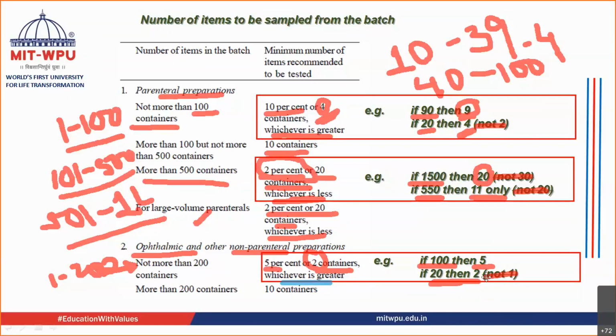5% is less, it is only 1 out of 20. So you are not going to take 5%. In this case, you have to take 2 containers, which is mentioned over here. If it is more than 200 containers, above 200, however many containers you manufactured in that batch, then you are going to take 10 containers.